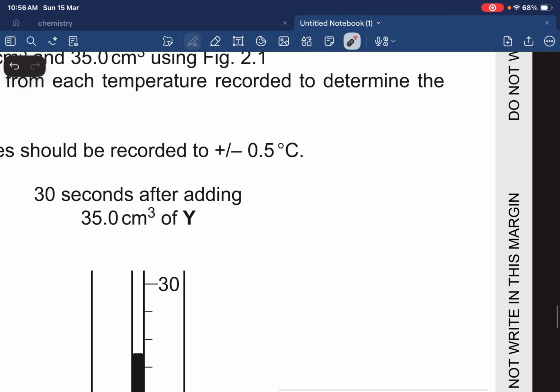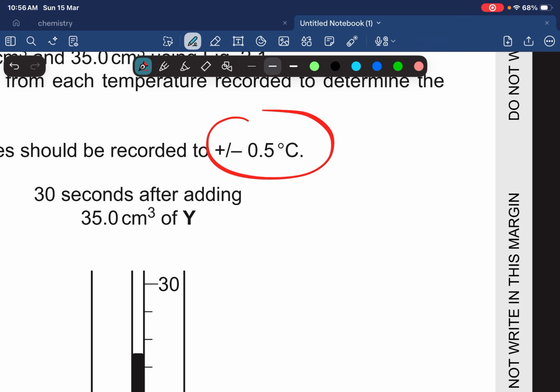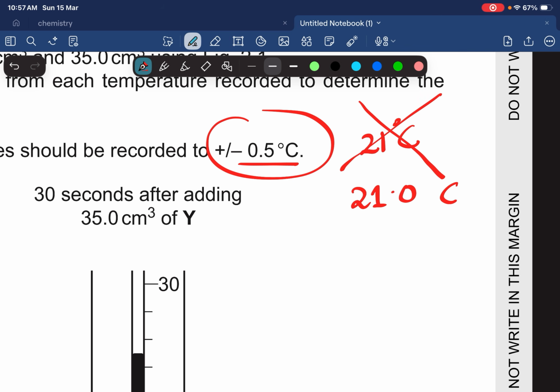Do you know what this plus minus 0.5 means? Now people are going to ignore it straight away. I know what they're going to do. They've mentioned it. They're going to write 21 degrees. No. Plus minus 0.5 means you have to write 21.0 degrees. You can write 21.5 degrees.